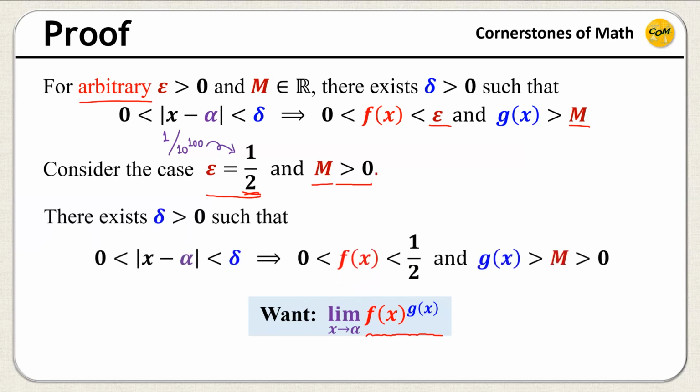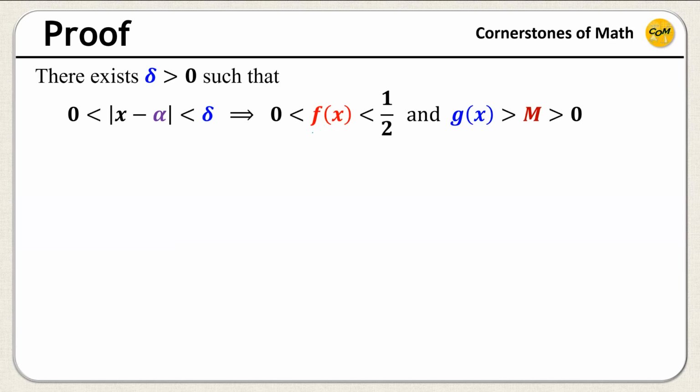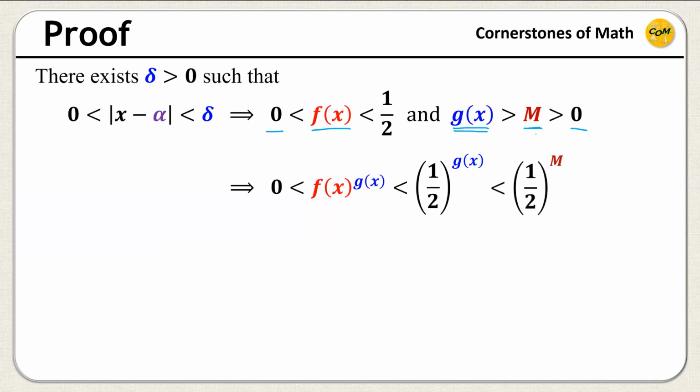So in this case, we can say that there exists a positive number delta such that when x is in this interval, f(x) is greater than 0 and less than 1/2, and g(x) is greater than m, which is positive. Next, knowing that f(x) is positive and g(x) is also positive, we know that f(x) to the power of g(x) is greater than 0 and less than 1/2 to the power of g(x). And since g(x) is greater than m, this is less than 1/2 to the power of m.